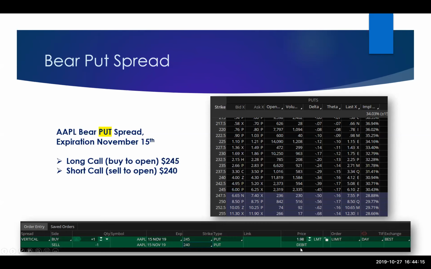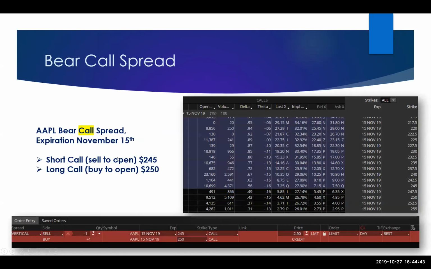So now this is a net debit, remember. Now this is costing me. In the other scenario, I was collecting money. Now I'm paying out. So this is going to cost me $1.98. And this is an opening order, so you're buying to open and you're selling to open. Again, the beauty of the platform is you tell it you want a vertical and it'll set this up for you. And then I'll show you, when we go live, how you can adjust these strikes and the amounts. I'll show you that in a moment.